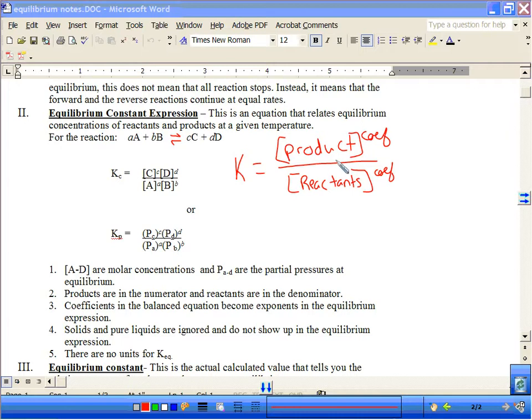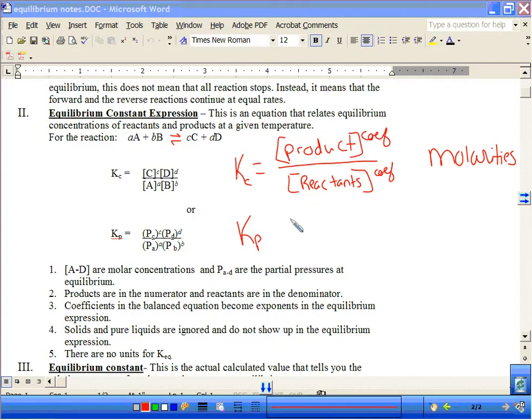This is the way an expression is written. The little c is just standing for concentration. The brackets mean concentration, so this is how we would write it if we're dealing with molarities, and so it would be Kc. If we were dealing with pressures, it looks just a little bit different. Instead, we would have the letter P, and notice instead of brackets we have parentheses.